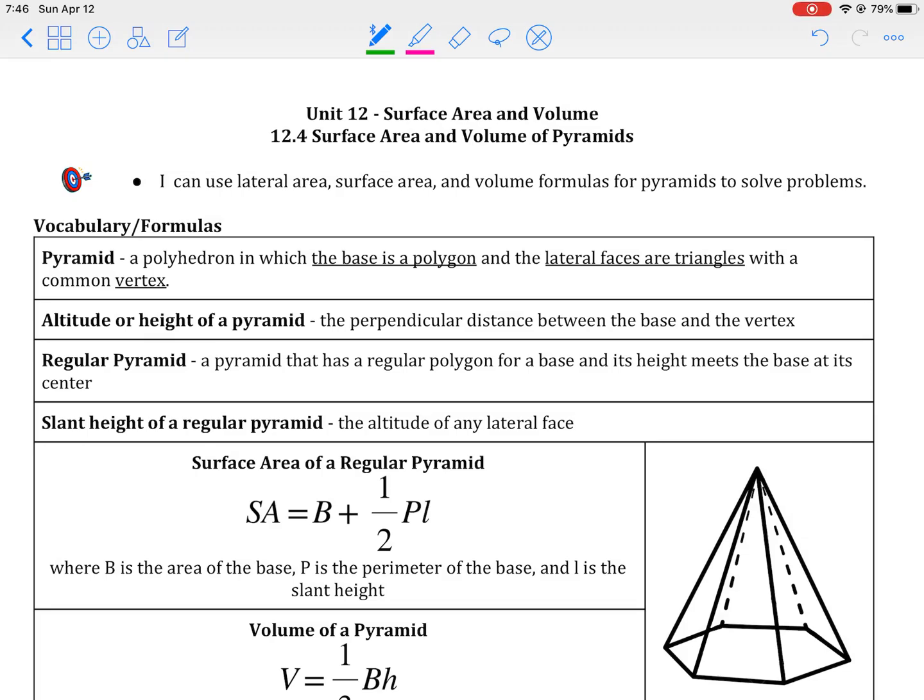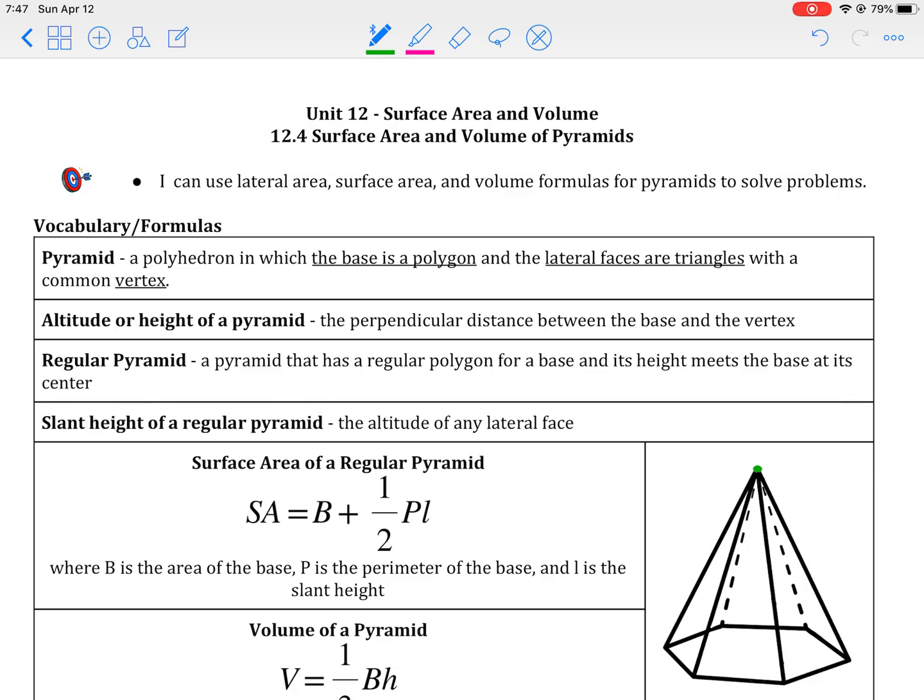Now we're going to talk about the surface area and volume of pyramids. So we need to start with some vocab and some formulas like we have on the others. A pyramid is a polyhedron, which means that it's made up of all polygons. The base is a polygon, and the lateral faces are triangles with a common vertex. So they all meet up here at a common vertex.